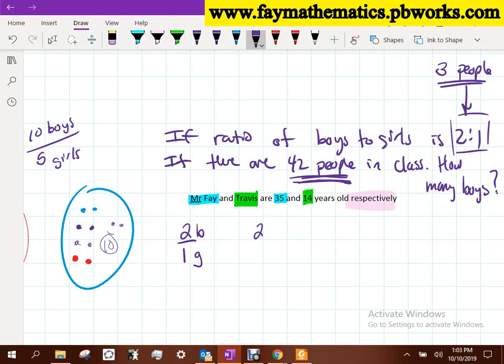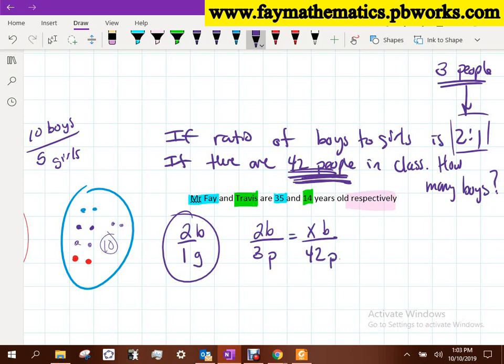So when I want to use this ratio to tell me how many boys are out of the 42 people, I will say 2 boys for every 3 people should equal how many boys out of 42 people. Does that make sense?